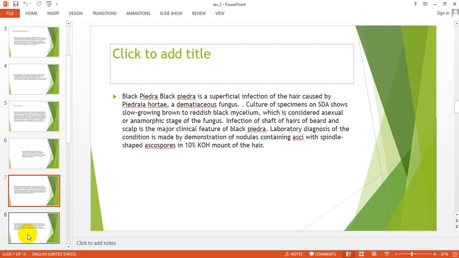Culture of specimens on SDA shows slow growing brown to reddish black mycelium, which is considered the asexual or anamorphic stage of the fungus. Infection of the shaft of hairs of the beard and scalp is the major clinical feature of black piedra. Laboratory diagnosis of this condition is made by demonstration of nodules containing asci with spindle-shaped ascospores in a 10% KOH mount of the hair.